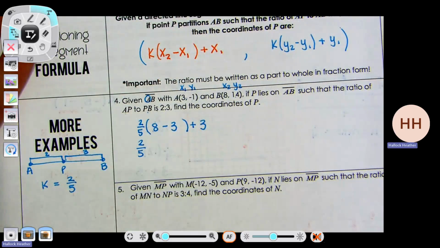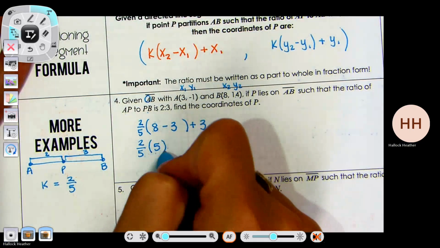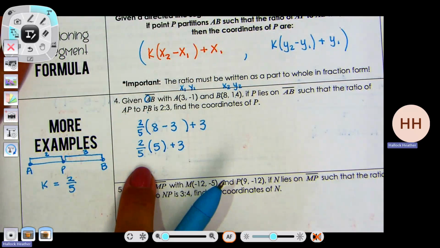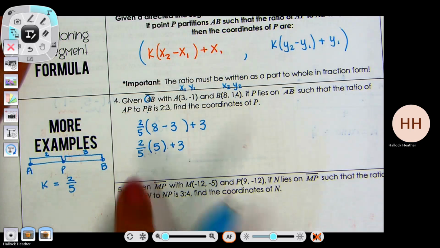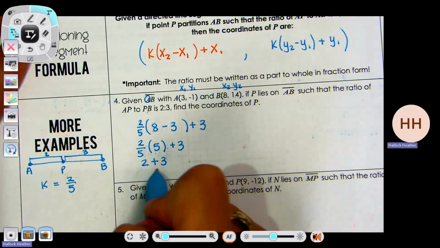I show every single step while you're doing this. If you can condense steps, that's fine. I show every step so I don't lose anybody, hopefully. Okay, 8 minus 3 is 5. And then use your calculator. You're doing 2/5 times 5, which, if you don't know, the 5's cancel. So it's 2 plus 3, which is 5.